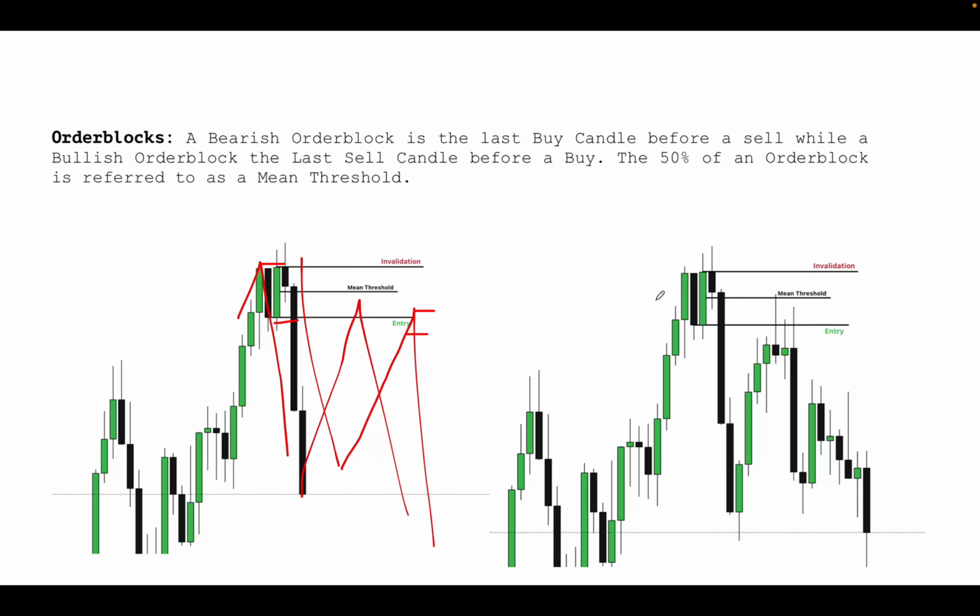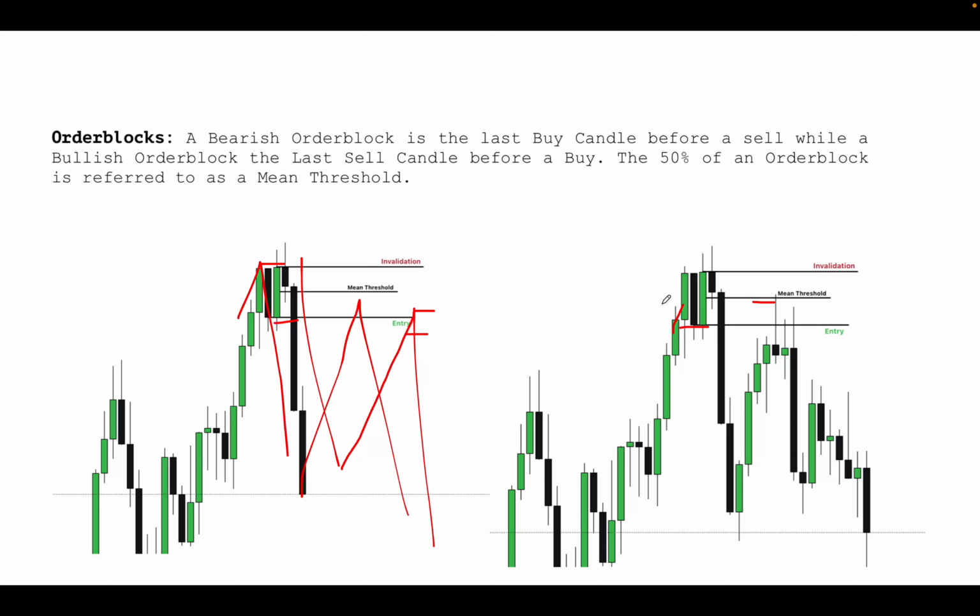And you can see the 50% of an order block is the mean threshold. So when price tags the mean threshold, the algorithm is trying to close some of the buy orders in profit because the buy order was made at the open of the order block. So if price retraces to the mean threshold, it means it's closing at profit because that's some pips there.